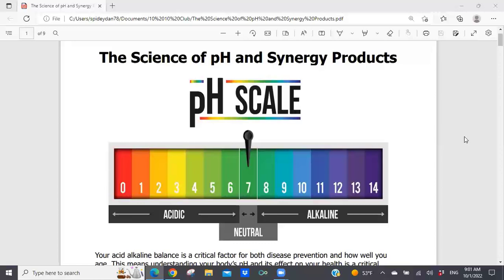So when we look at acidity, neutral is 7. So anything less than 7 becomes acidic. And the lower the number, the higher the acidity. So if we're talking about 0, that would be absolute acidity. And then on the opposite side, if you move to the right, anything above 7 becomes alkaline.